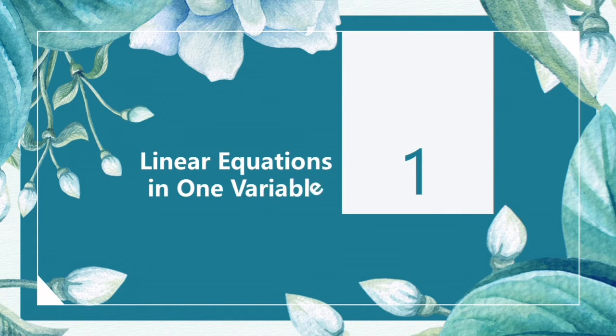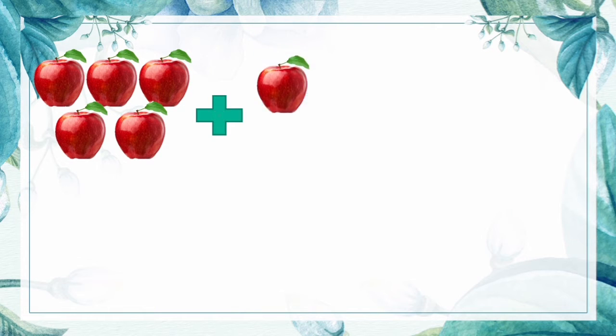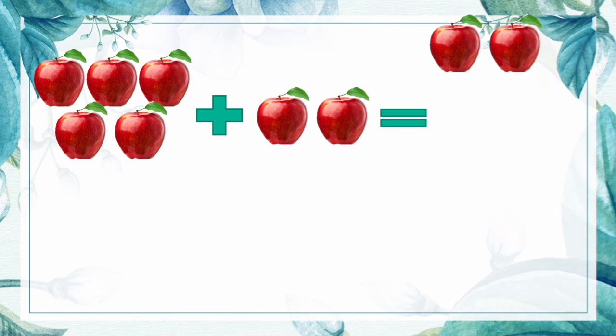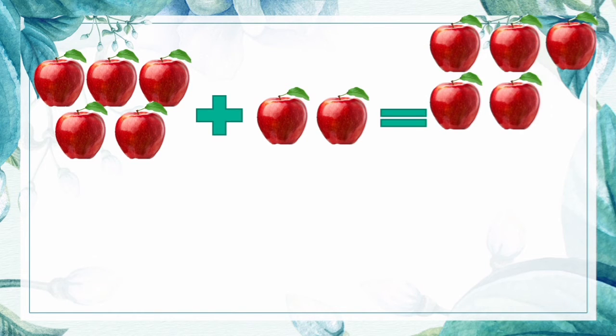Next, number 1, linear equation in one variable. Let's have a look. I have 1, 2, 3, 4, 5 apples, and I was given 1, 2 apples. Now, how many apples do I have? I have 1, 2, 3, 4, 5, 6, 7. Now I have 7 apples.